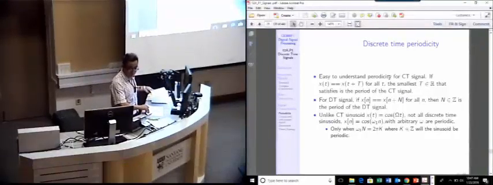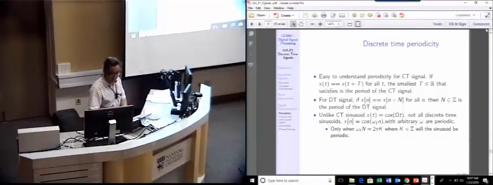Continuous time signals, for cosines in this example, are always periodic. Periodic with 2 pi. That's easy. Whenever we have x of t, small t, equal to x of small t plus big T, where big T is a period, for all t, then we know that big T is the period of the signal. This is trivial for cosine and sine, as we all know.